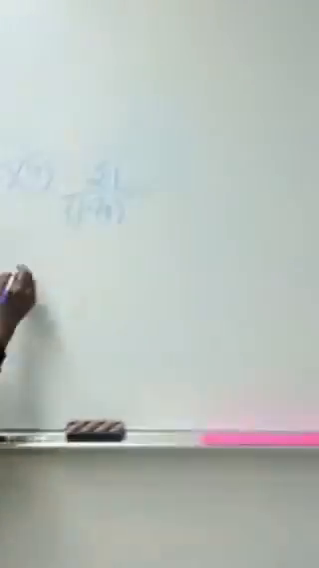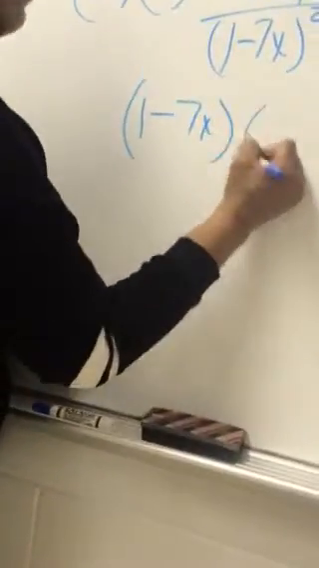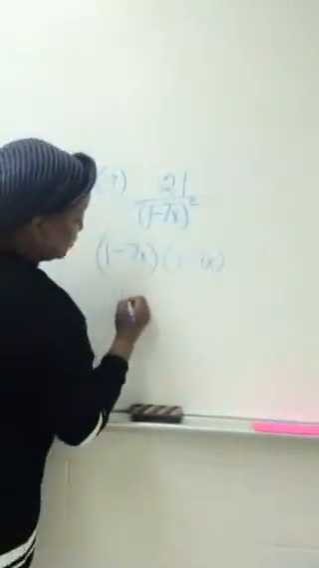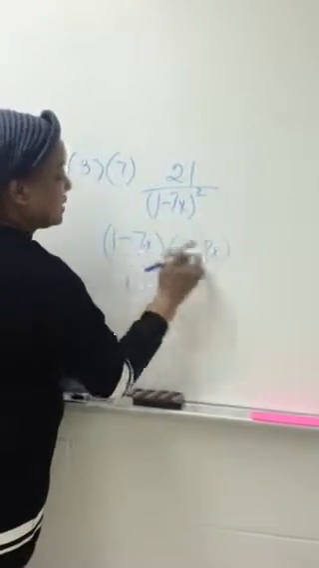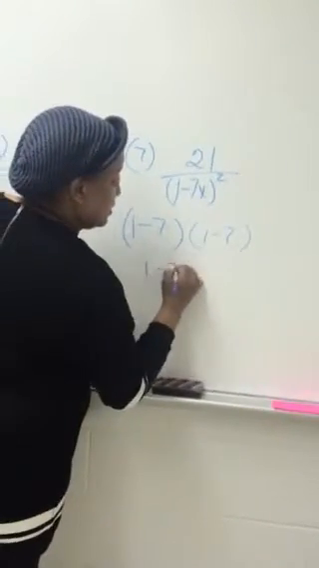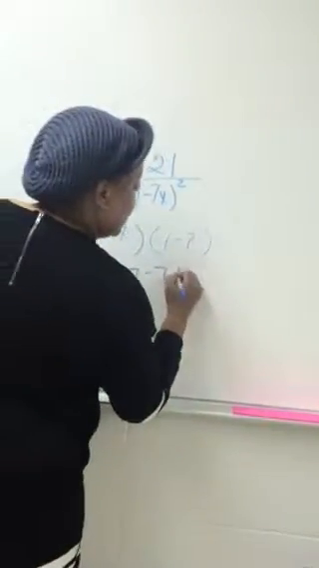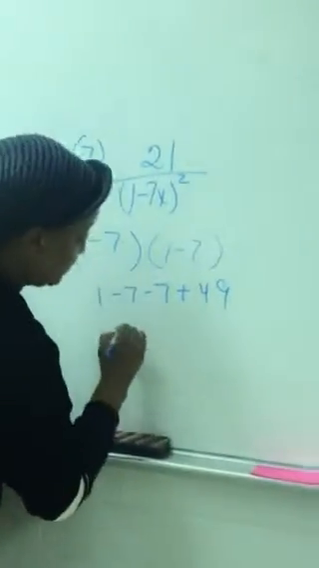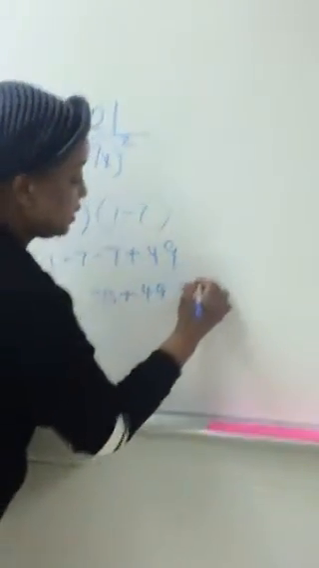Now we have to figure this part out, multiply it out. So that's 1 minus 7x times 1 minus 7x. So 1 times 1 is 1. 1 times 7x, we're going to basically just call that 7. 1 times 7 is 7. 7 times 1 is 7. Negative 7 times a negative 7 is positive 49. So that's a positive 1 minus 14, and that's negative 13, plus 49. This is going to equal 36.